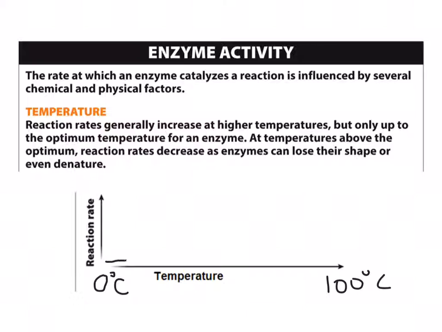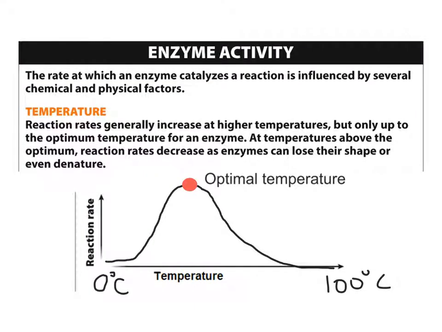We're going to see that the reactions are very slow when it's cold. They increase as we reach that optimal point. And if we get too hot, the reaction rate is going to fall back down to 0 as that enzyme is denatured. So every enzyme has an optimal temperature where their reaction rate is at its maximum. For many enzymes found inside our bodies, the optimal temperature is near body temperature, which is 37 degrees Celsius.